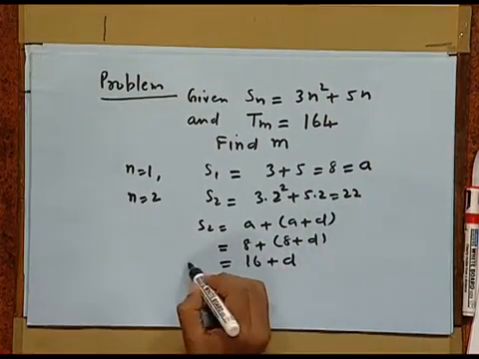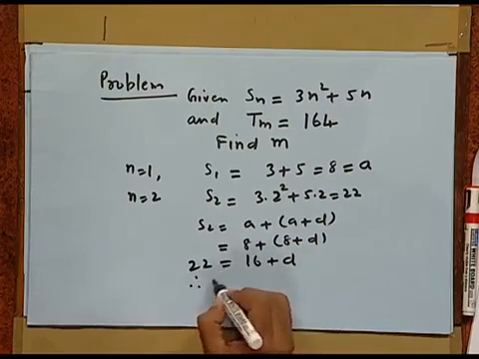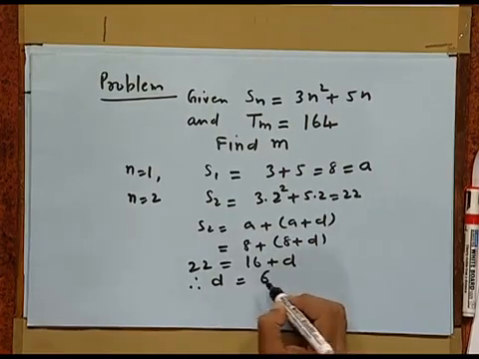But S2 was 22, hence D becomes 6. And now we know A and D. A was 8, D is 6. We can proceed as before.